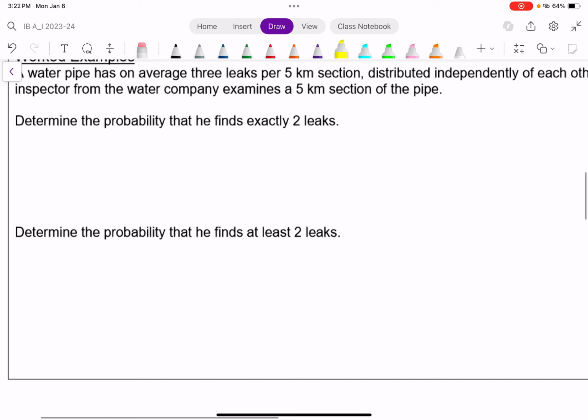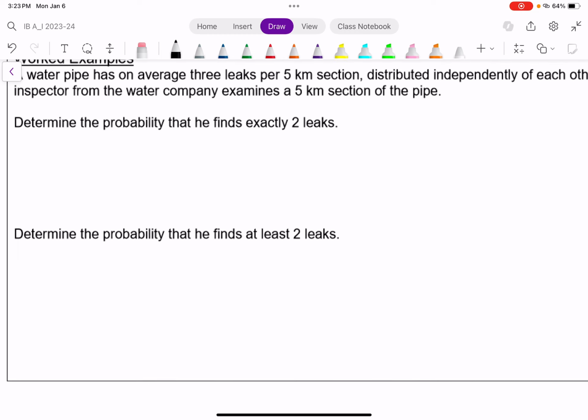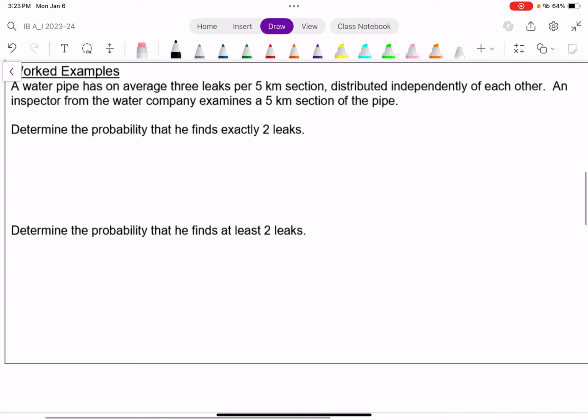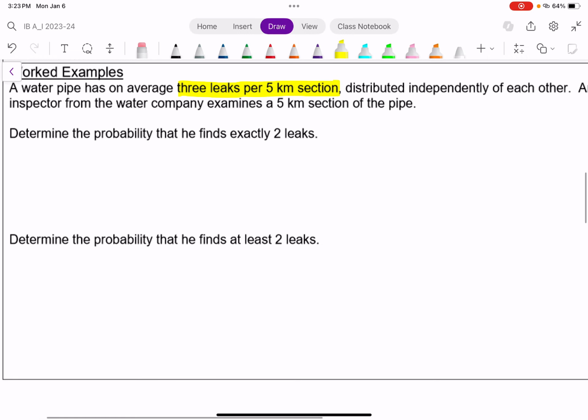So for this, notice we want to find the probability of 2 leaks over a 5-kilometer section. 5 kilometers, that's not a number of trials. That's a continuous measurement of distance. But we still know, we don't know the probability, we know the average rate of leaks, which is 3 per 5 kilometers. And so in this case, our mean, or our m, is just 3. And that's the only parameter we need.